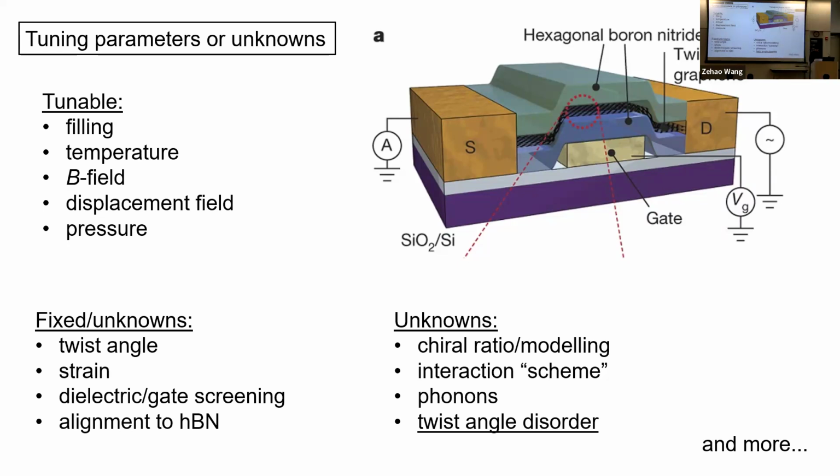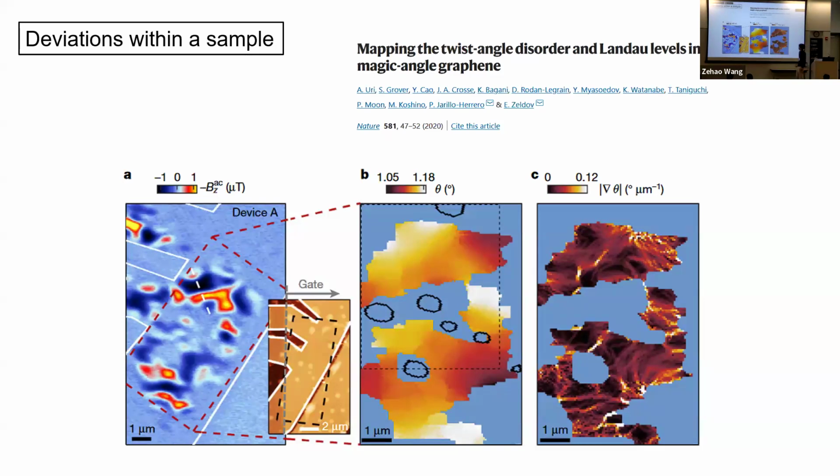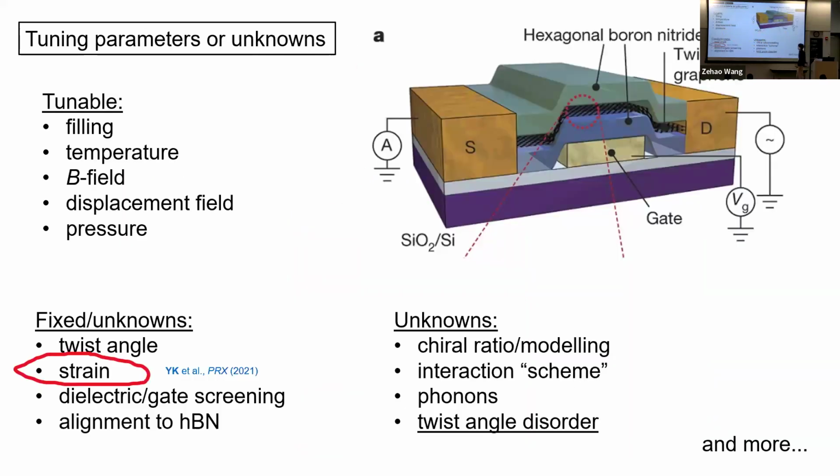there, right? So, for example, in this paper by Eli Zeldov's group, by measuring the Landau levels, they're able to basically map the local twist angle in these devices. And you can see that the variation can be several tenths of a degree, right? And this is quite expensive because the magic angle range is also several tenths of a degree. And furthermore, the twist angle is not some random Gaussian disorder, right? It's often very correlated, right? You find these mesas, right? And there are very sharp steps in between different regions, right? So all of these factors can come into play.